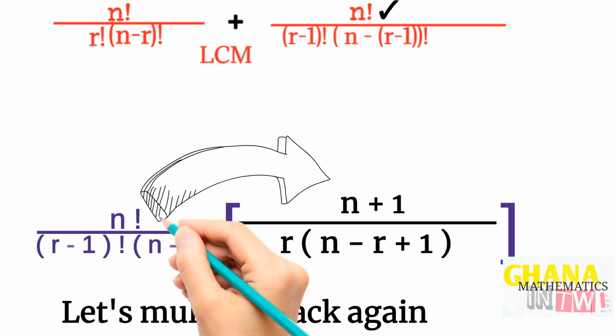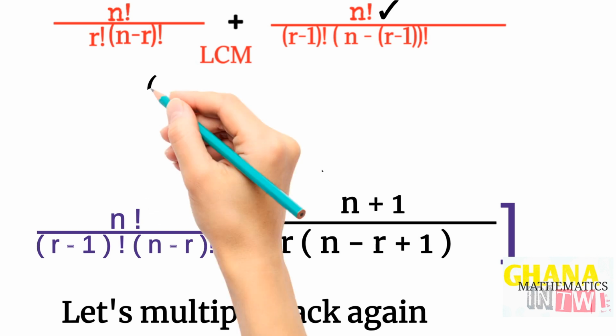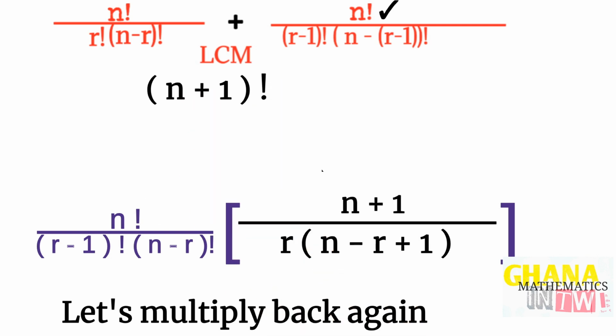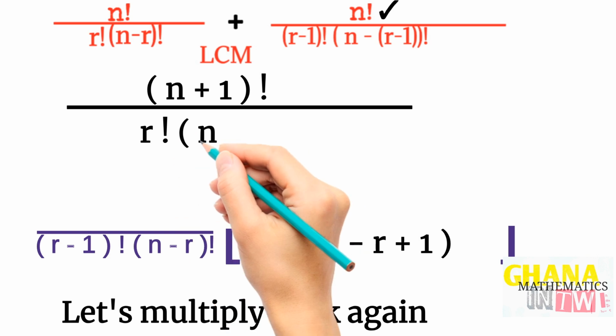So n factorial will multiply the whole thing in the square braces. Square braces here are brackets now, so it multiplies. So n factorial times n plus 1 gives n plus 1 factorial. Anytime the LCM check is used, just say n factorial times n plus 1 is n plus 1 factorial. Because n factorial times n plus 1, we want n plus 1, and n plus 1 minus 1 will be just n. That is the reason why.